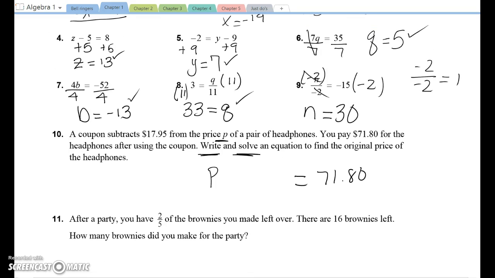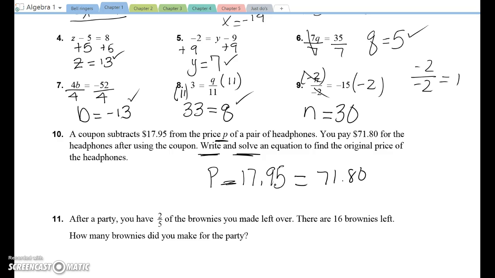Okay, so what happened? We bought these headphones, and they had this phenomenal sale, and we got to subtract $17.95. Okay, this is an equation. A variable, a number, equal to a number. This is how we need to set it up. A variable, a number, equal to a number. Now we can solve it.